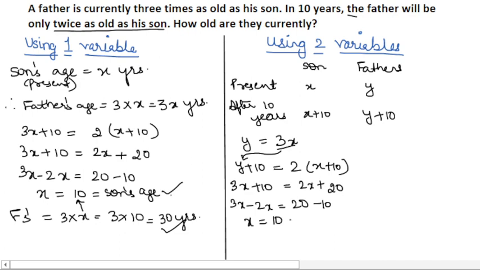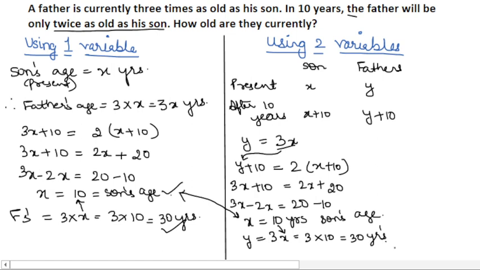x is equal to 10 years. If you compare my x here as well as here, they are the same. So this is the son's age, and the father's age is going to be 3 times the son's age. Again the father's age was y, which is 3 times x. I substitute the value of x. In place of x I substitute 10, and I get 3 times 10, which is 30 years. This is the father's age. So this is my answer for the son's age as well as the father's age, the current ages.